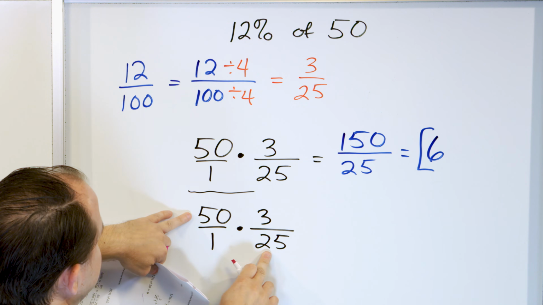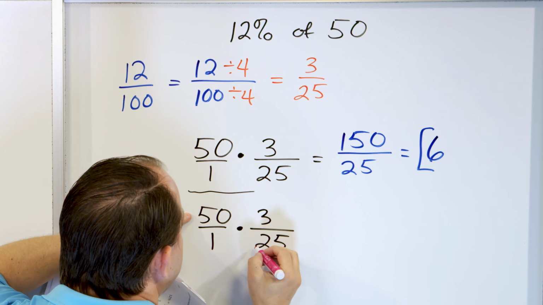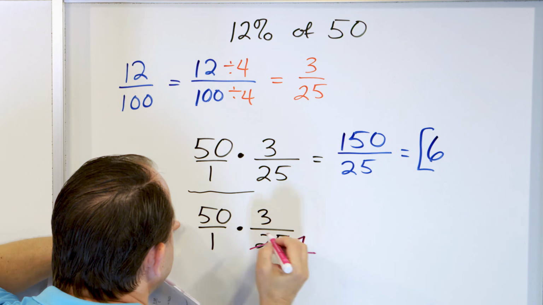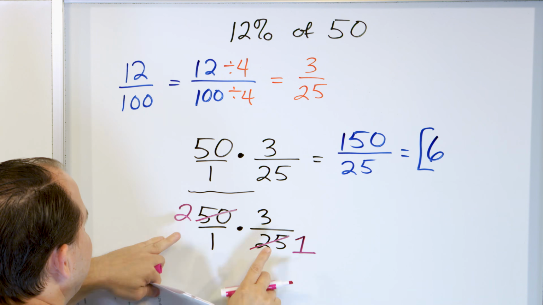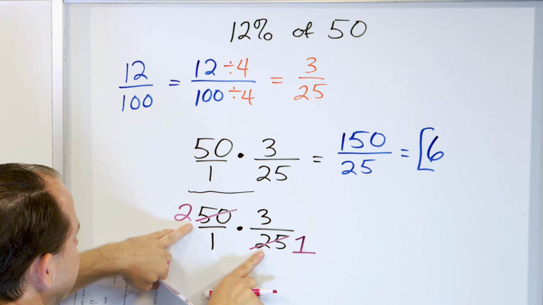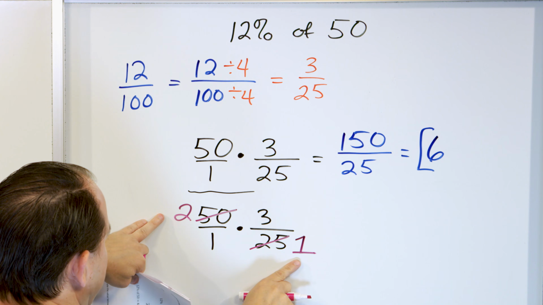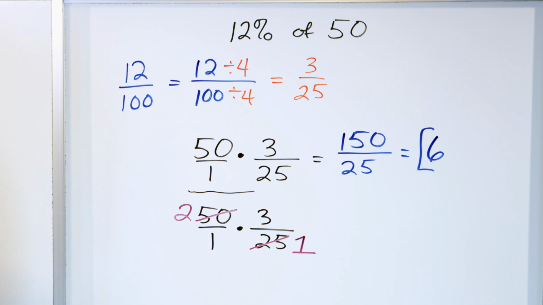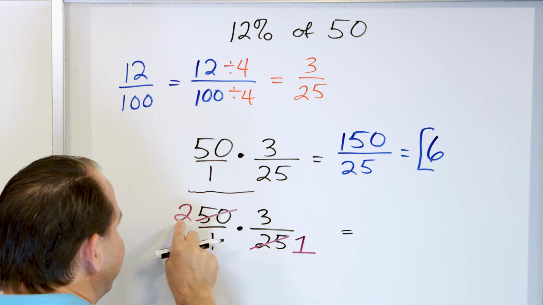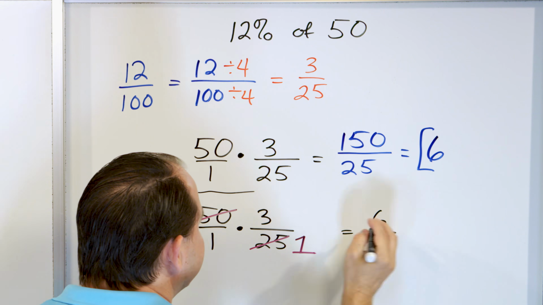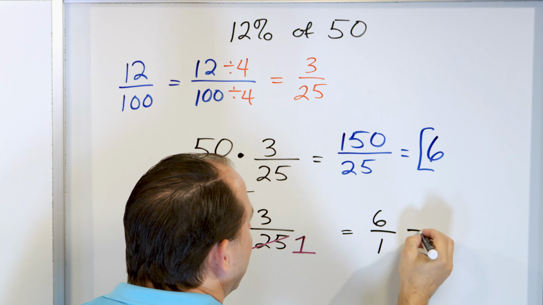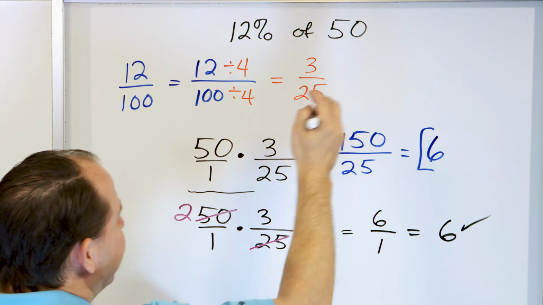I can divide top and bottom both by 25. 25 divided by 25 is 1. 50 divided by 25 is 2. I picked a pair and I divided both of them by 25 and I wrote the new numbers down. So now all I have to do is say, well, the only thing left is 2 times 3 on the top is 6. 1 times 1 is 1 on the bottom, and the answer is 6. And it gives me the same answer.